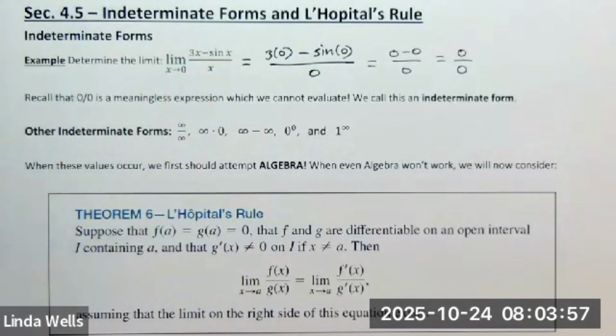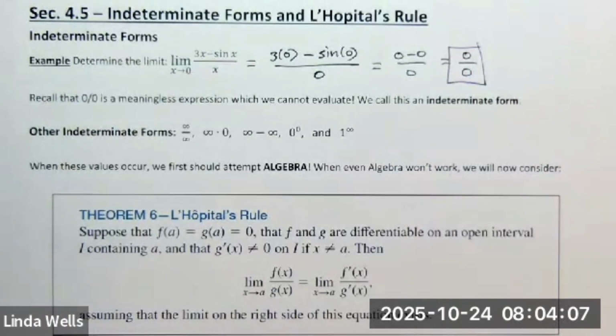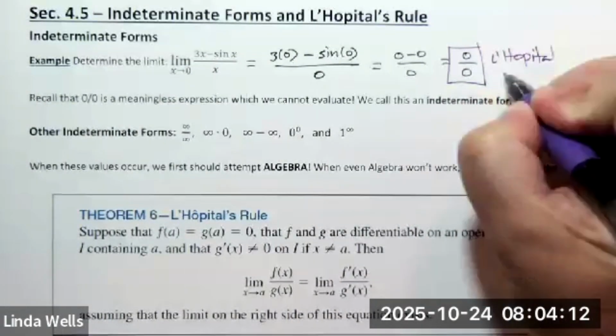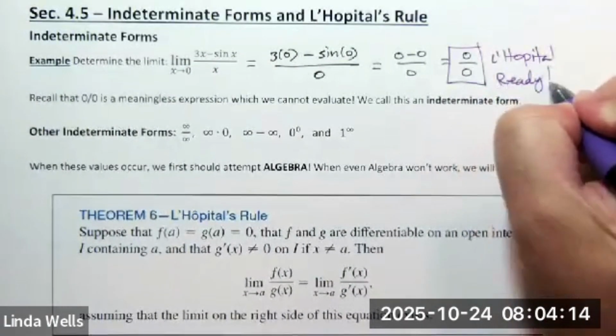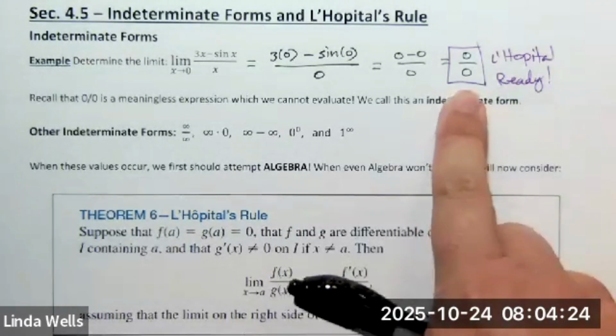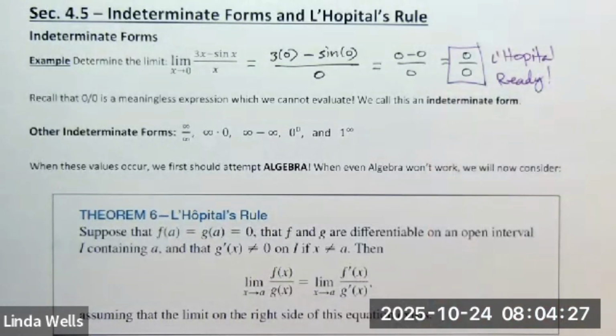This new technique is called L'Hopital. L'Hopital is going to be specifically applied when you have this case right here. 0 over 0, I like to say you're L'Hopital ready. So do you still have to plug in and test and see if you get a limit? Absolutely. By plugging in your x, whatever it's going to, you find out if you have 0 over 0. 0 over 0 is what we're happy about. It means we can use L'Hopital. This is what we call an indeterminate form.